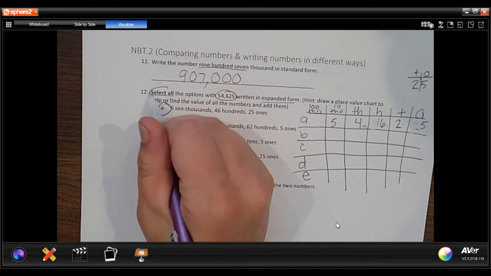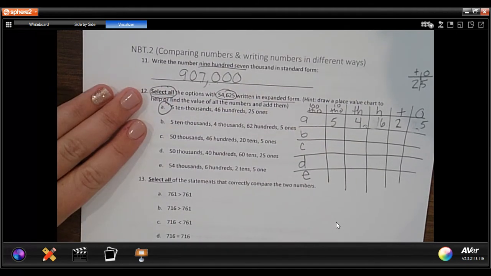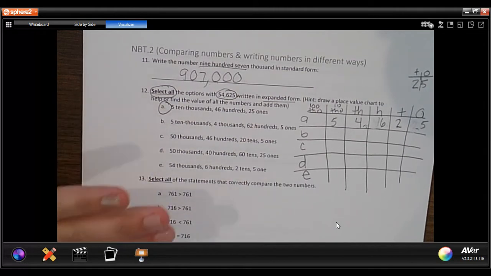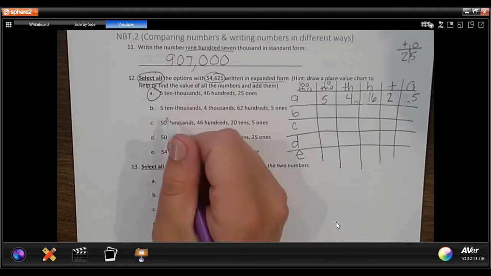But remember, this one says select all that apply. So even though the first one was right, that does not mean I stop. I have to keep working to see if the other ones are correct as well. Let's move down to B.